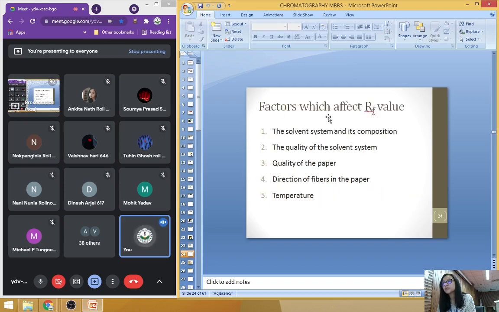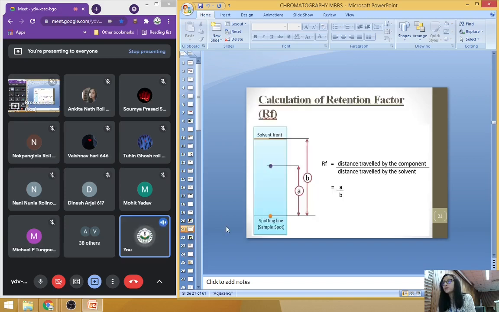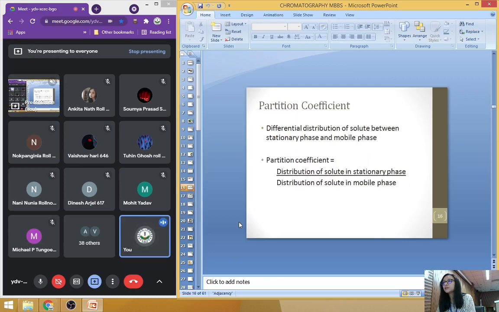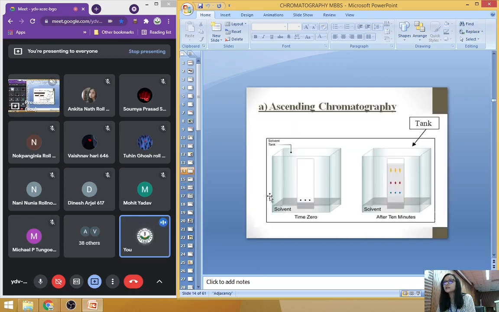So what are the factors that will affect this retention factor? It will be the solvent system and its composition, the quality of the solvent system, quality of the paper, direction of fibers in the paper, and temperature. So all these factors will affect this RF value. That is why when we perform this experiment, we perform it in a closed system. Okay, this tank should be closed after we have kept this paper inside the tank.